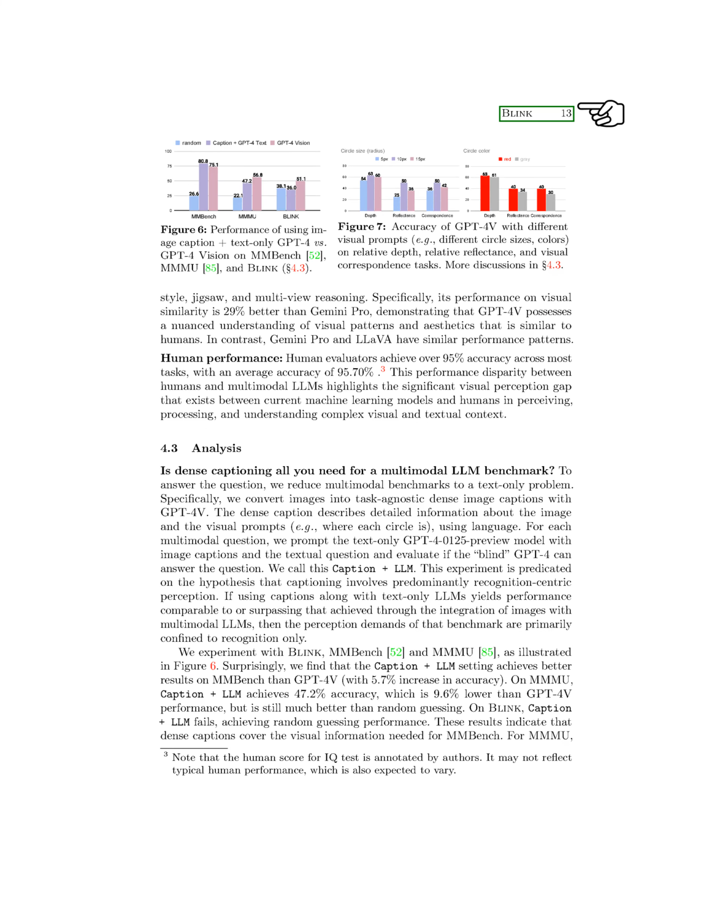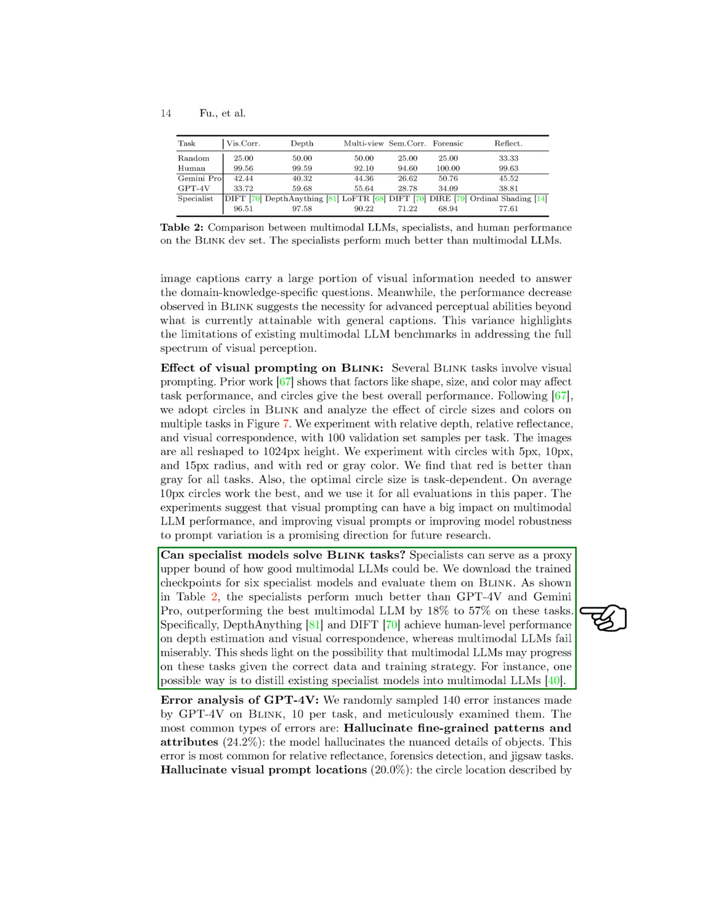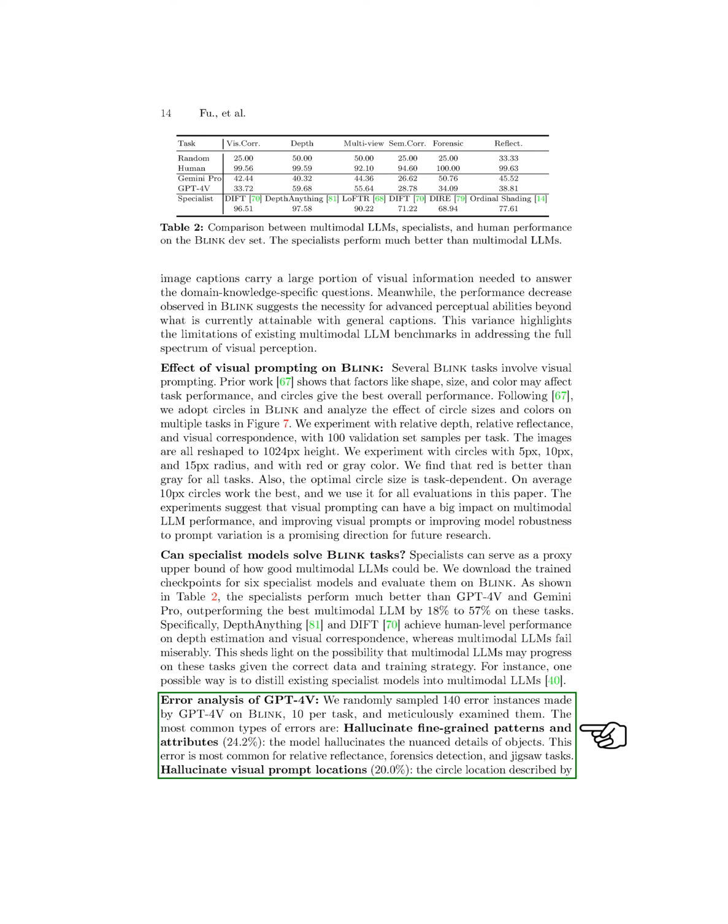Visual prompting also plays a significant role in the performance of multimodal LLMs. Specialist models outperform multimodal LLMs in certain tasks, indicating potential for improvement in multimodal models with the right data and training strategies. Error analysis of GPT-4V reveals common types of errors, such as hallucinating fine-grained patterns and misinterpreting visual prompt locations.